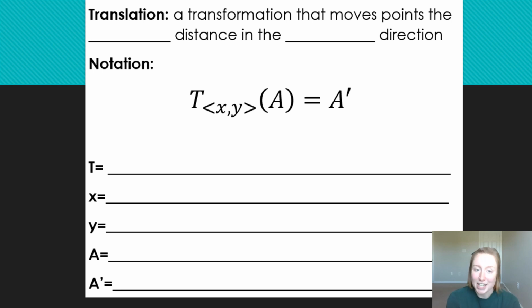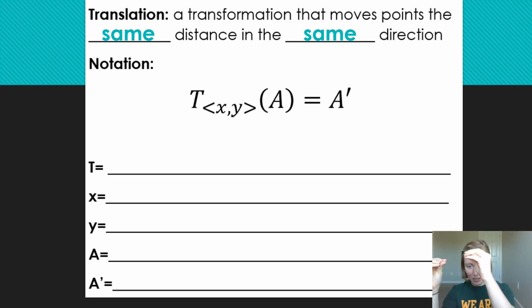So a translation, this is the focus of today. And by the way, if you needed more time on that last slide, go ahead and go back and write it down before you watch this new one. But the official definition of a translation is a transformation that moves points, get ready for this, the same distance in the same direction. So I'm taking all of my points and I'm moving them all the same direction to the right or to the left, and then I'm moving them all the same direction, up or down. So everything I'm taking, I'm doing the exact same amount.